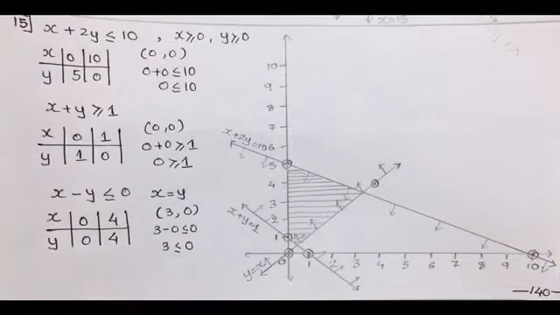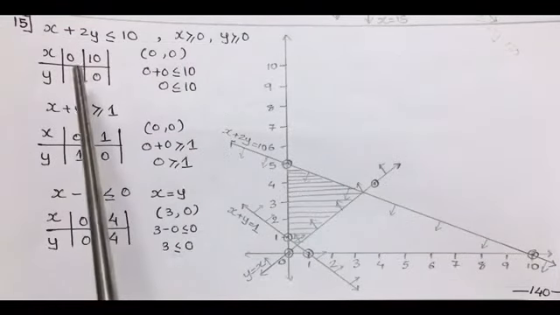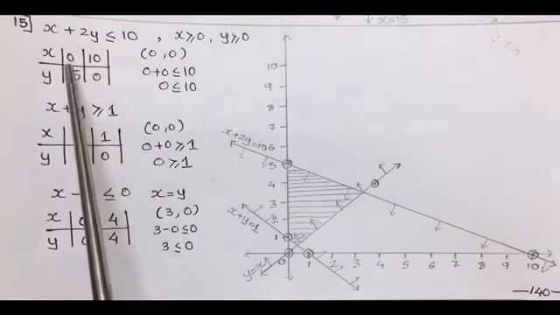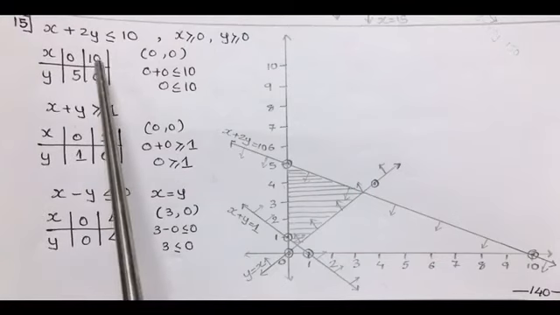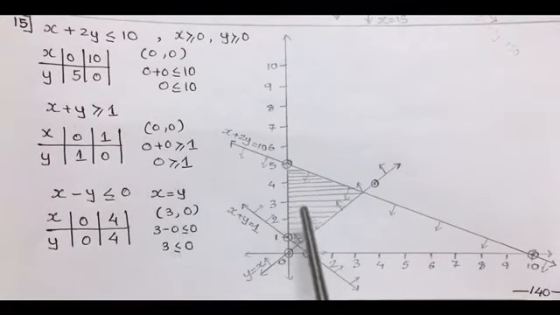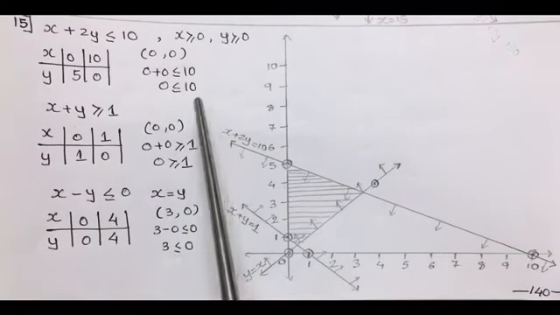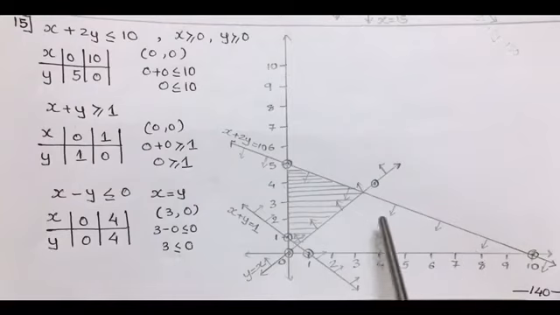15th one, the inequality given is x plus 2y less than or equal to 10. Taking up x as 0, y is 5, y 0, x is 10. So drawing the line, 0, 5 and 10, 0. Then checking for 0, 0. The inequality is getting satisfied. So the area towards 0, 0 is being shaded. The arrows are pointing towards 0, 0.